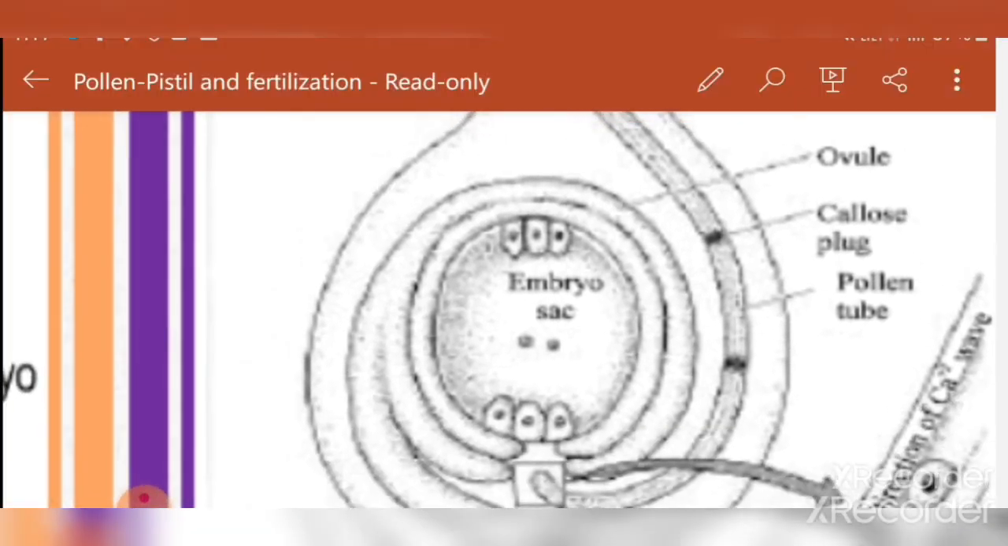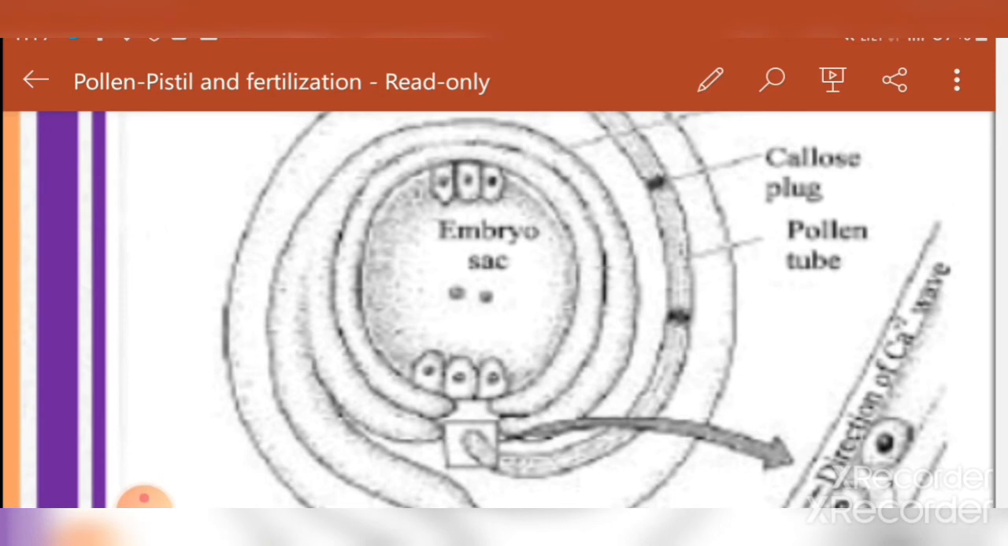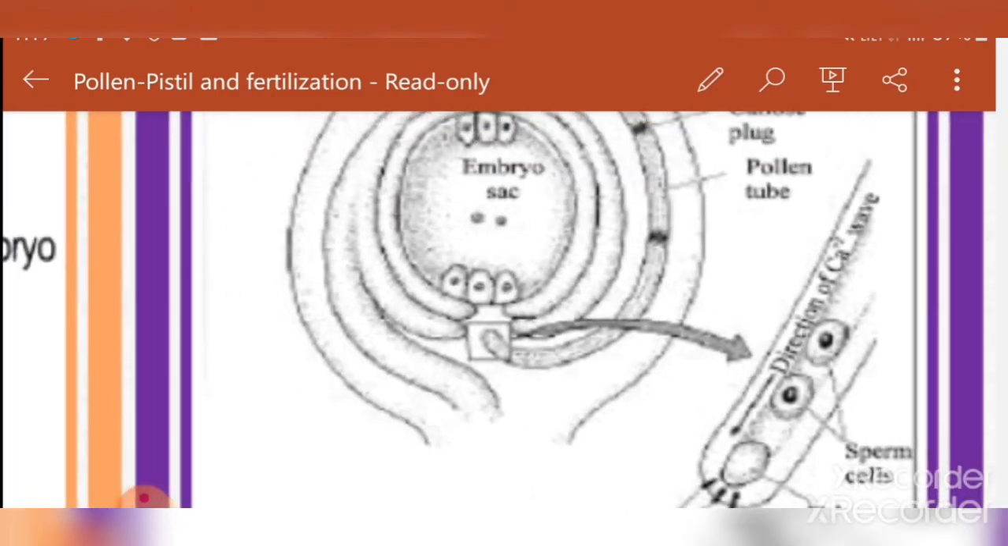Now in this embryo sac, I told you, it is the 7-celled stage, isn't it? So 7-celled 8-nucleate stage. What are these two called? Do you remember that? They are called pollen nuclei. Very good. Very nice.